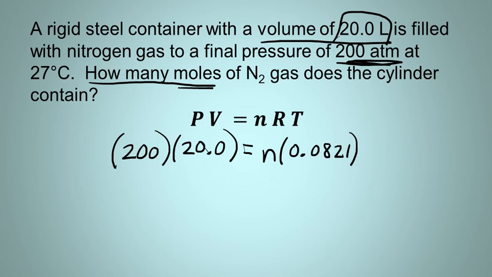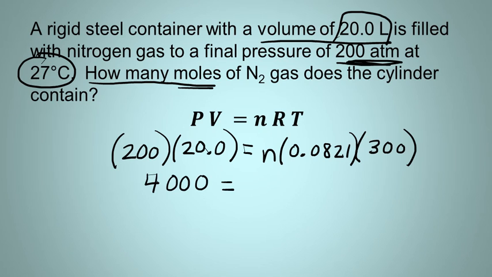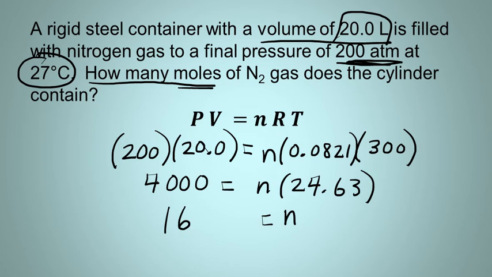And T is for temperature in kelvins. Our temperature is given to us in Celsius, 27 degrees. So we have to convert that to kelvins to make that 300 kelvins. And so now all we have to do is solve for N, and we can multiply these by each other. We have on the left 200 times 20 is 4,000 equals N times, let's see, that's 24.63. So now we just divide both sides by 24.63, and it looks like N is 162.